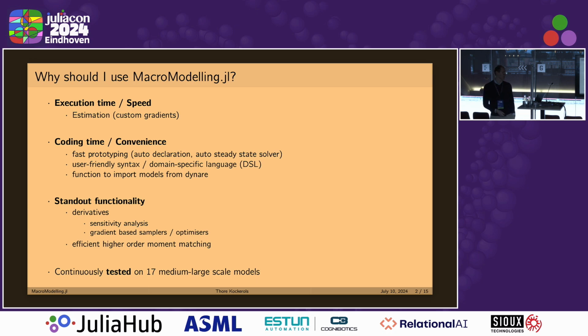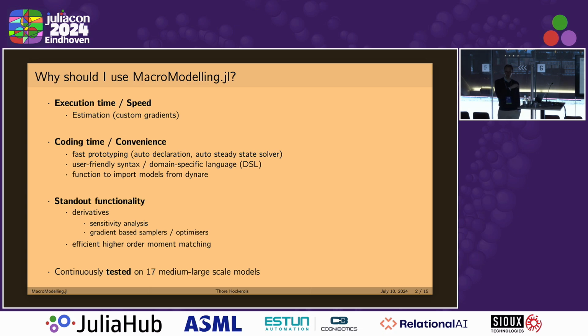And then, I'm standing on the shoulders of giants here. You can use the whole infrastructure which is there in Julia, the smart codes about estimation, gradient-based samplers, and so on. This is where this is fast. The other component, which I think, in my opinion, is even more important, is coding time. That's where speed matters a lot as well. So writing your models and convenience.